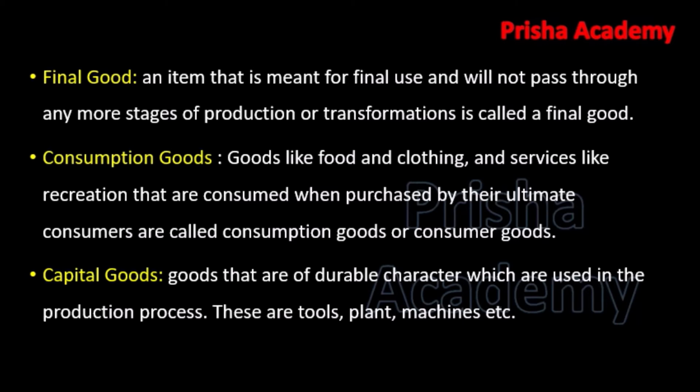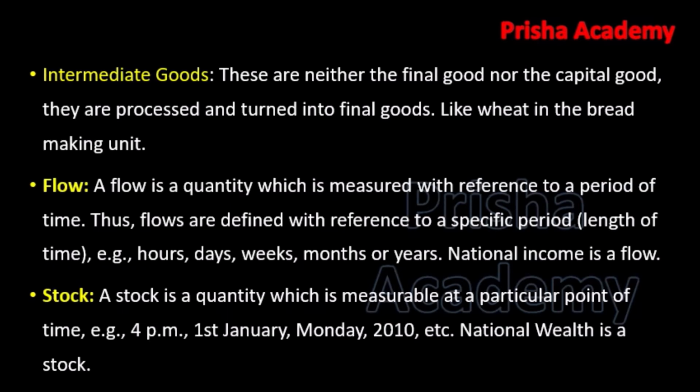Consumption goods like food and clothing, and services like recreation, that are consumed when purchased by their ultimate consumer, are called consumption goods or consumer goods. And then capital goods: goods of durable character which are used in the production process. These are tools, plants, machinery, etc. These help in the production of goods, so they are called capital goods.